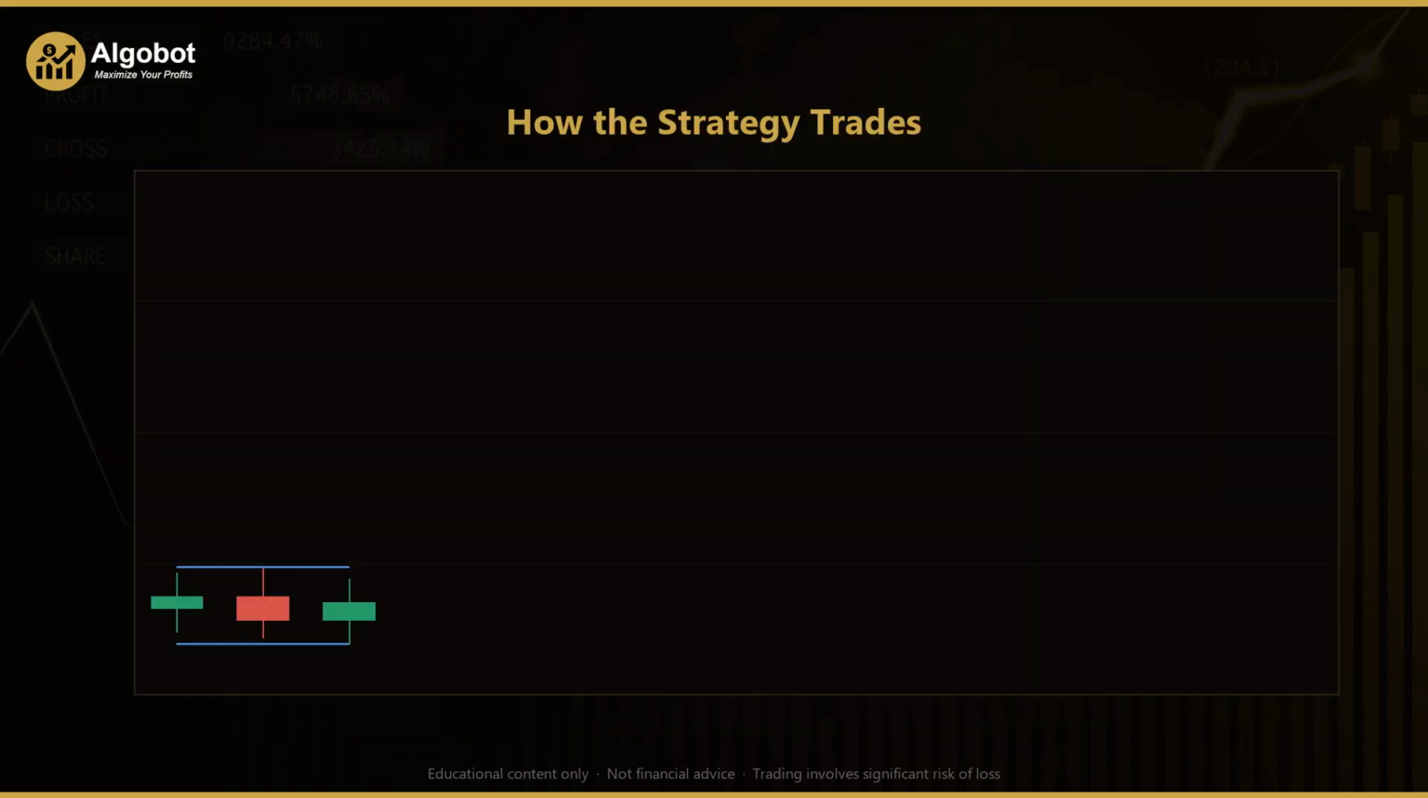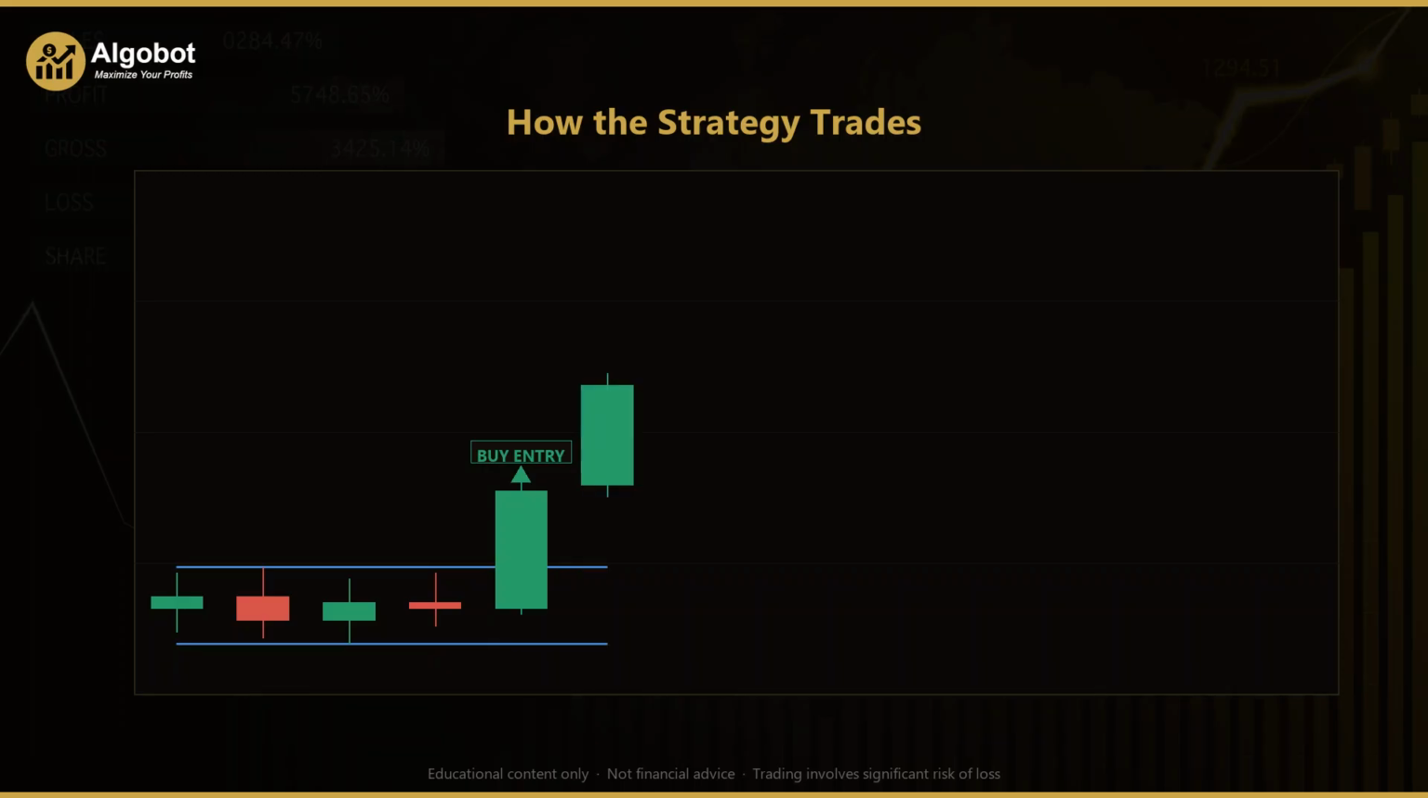Let's bring the logic to life on this chart. Notice the blue lines marking the upper and lower fences of the consolidation box. On the left, watch the first few candles. They're small and overlapping, each one barely moving. This is the volatility contraction the strategy is looking for.